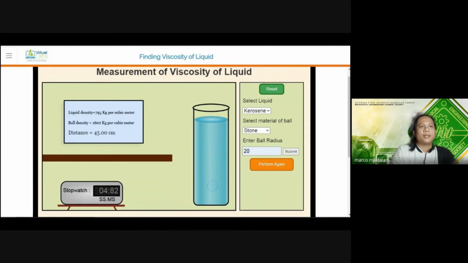And for the fourth trial, we also use the stone and drop it into the kerosene, measuring a distance of 46 centimeters and a time of 4.88 seconds. For the fifth trial, with the stone dropped into the kerosene, the distance is 50 centimeters with a time of 5.31 seconds.